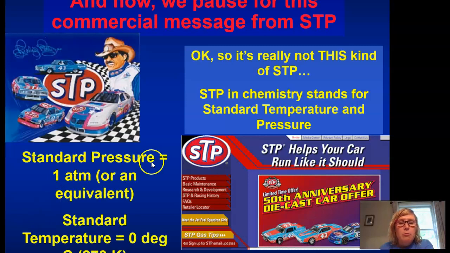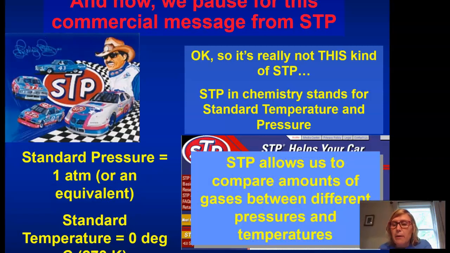Standard pressure is 1 atm or anything that's equal to 1 atm. If I gave you a problem that said standard pressure, you can assume the pressure to be 1 atm, 101.3 kilopascals, or 760 mmHg. All of those are equivalent. Standard temperature is 0 degrees Celsius, which in Kelvin is 273 K. That's what you would substitute in for problems given at STP.